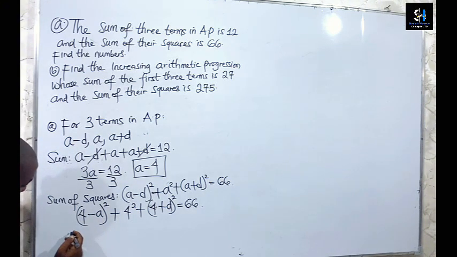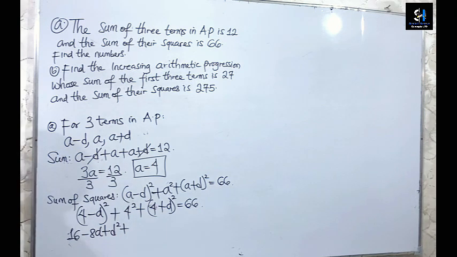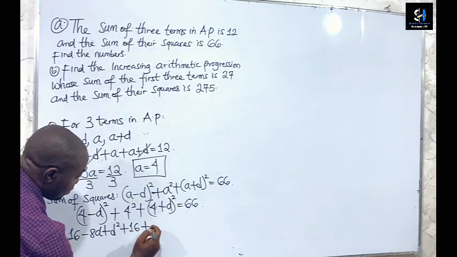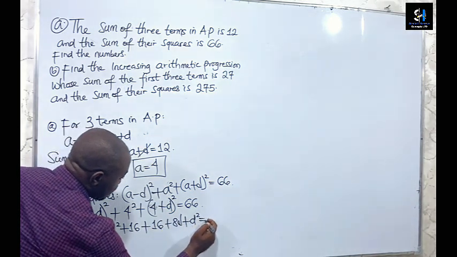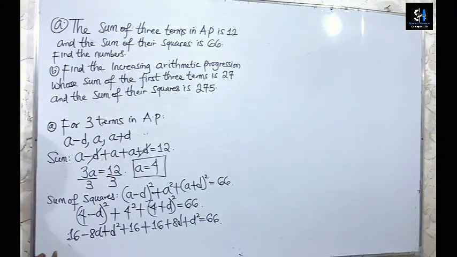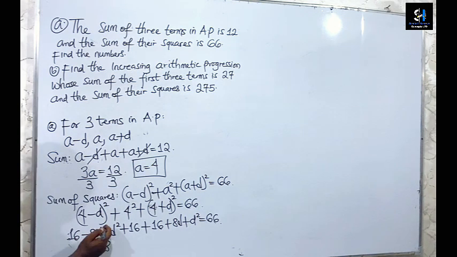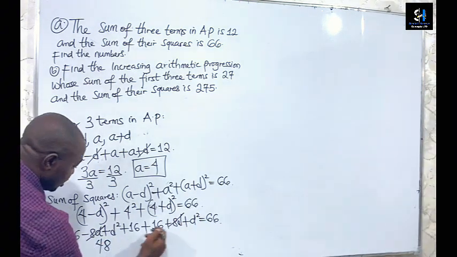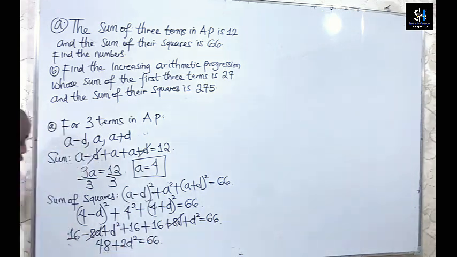If I expand this, I'm going to get 16 minus 8D plus D squared, then plus 16, then plus 16 plus 8D plus D squared equals 66. 16 plus 16 plus 16 will be 48. Negative 8D plus 8D will be 0. Then D squared plus D squared gives 2D squared, so we have 48 plus 2D squared equals 66.